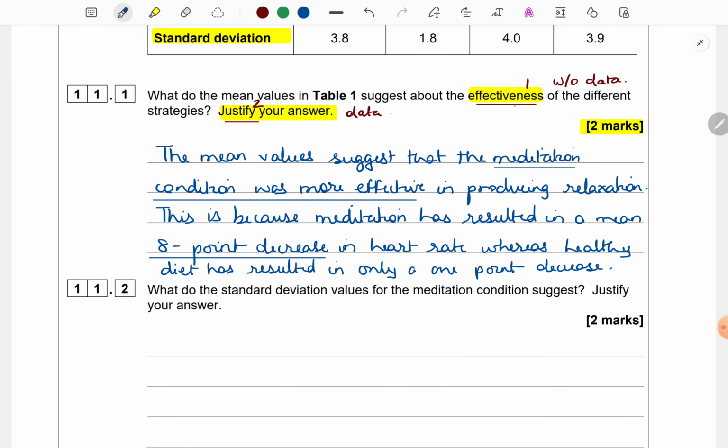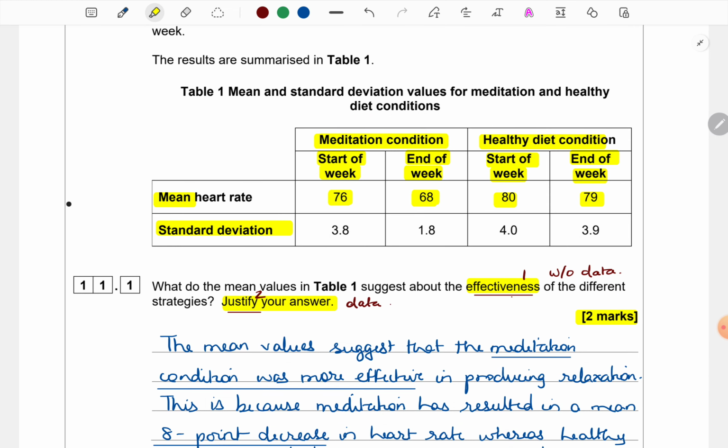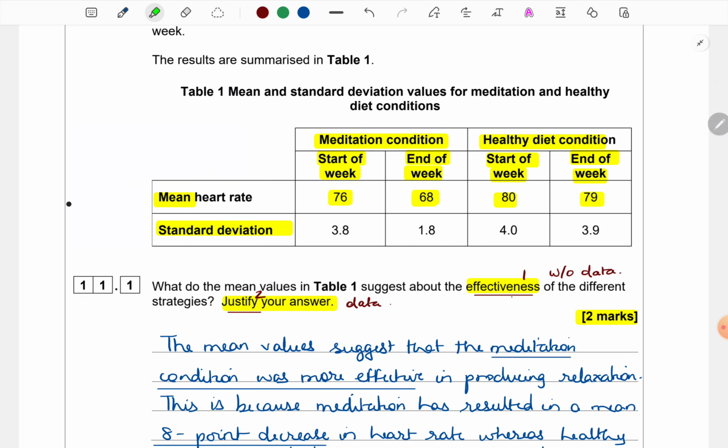Okay, let's look at the next question. What do the standard deviation values for the meditation condition suggest? Justify your answer. The structure or organization of the answer is going to be the same, so I'm not repeating. Only this time our attention should be on the standard deviation column. So we can see standard deviation for meditation is 3.8 at the beginning of the week, but at the end of the week it is 1.8.